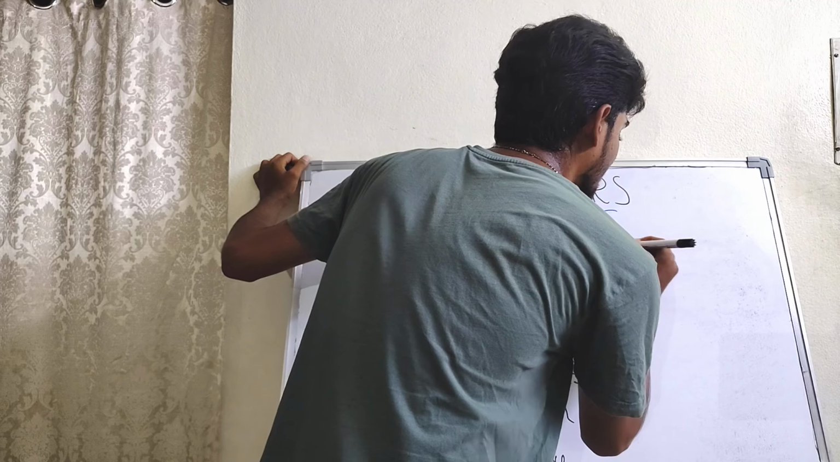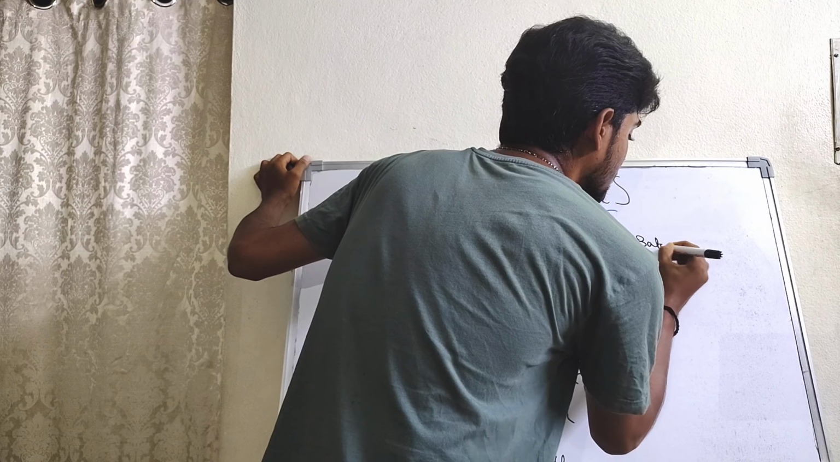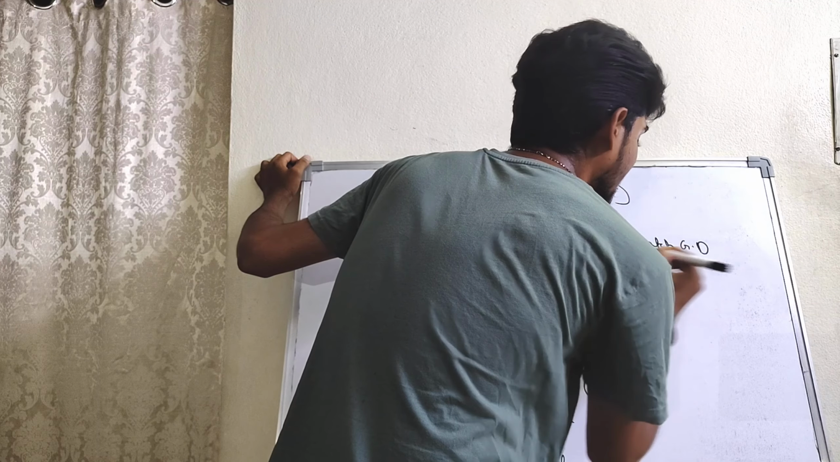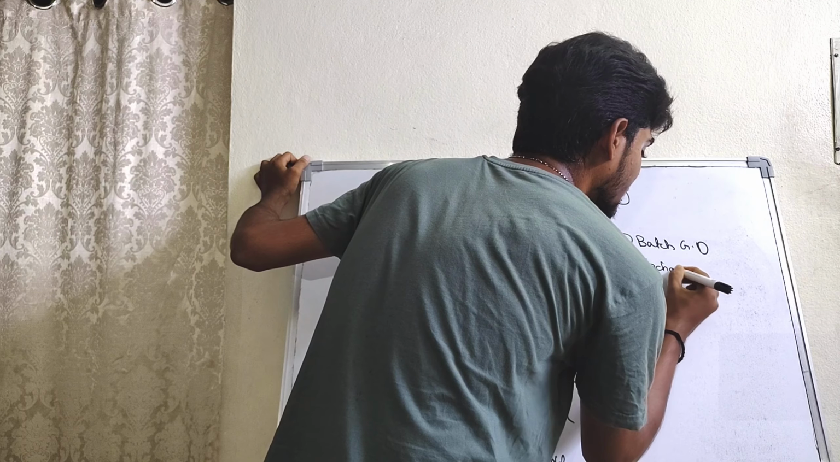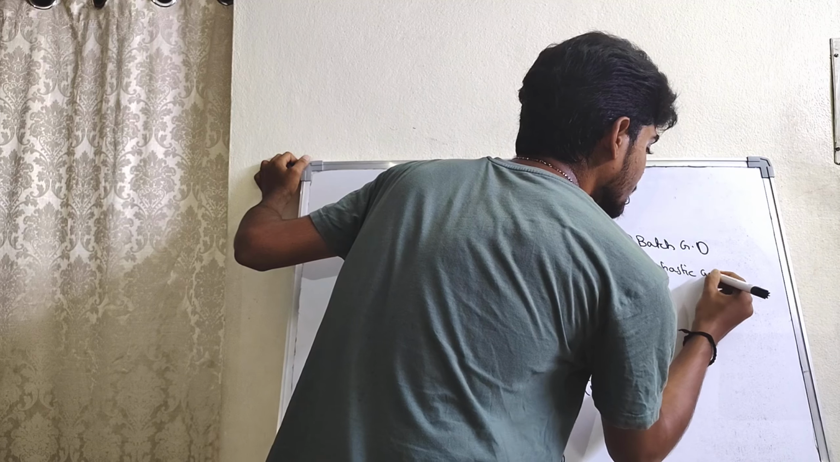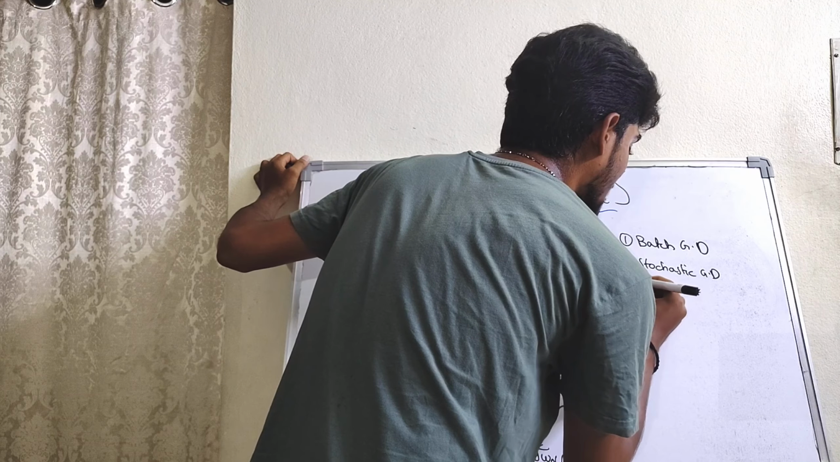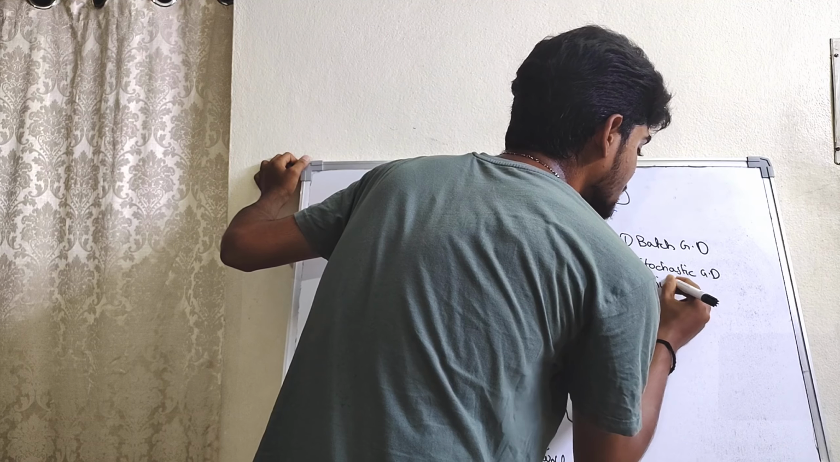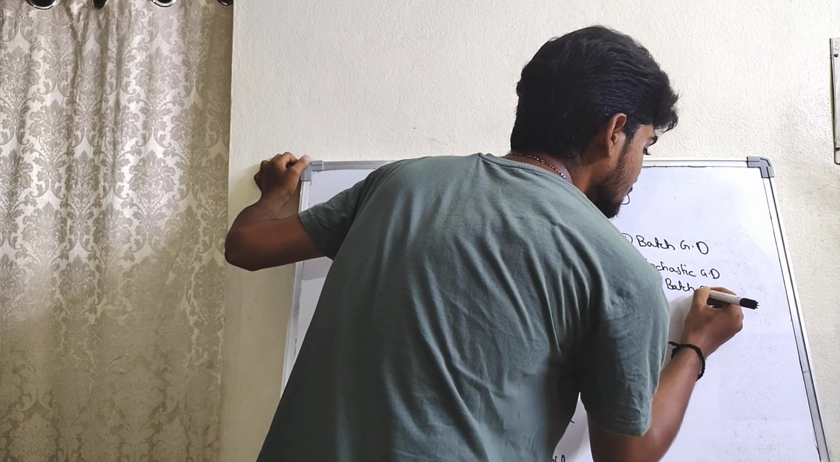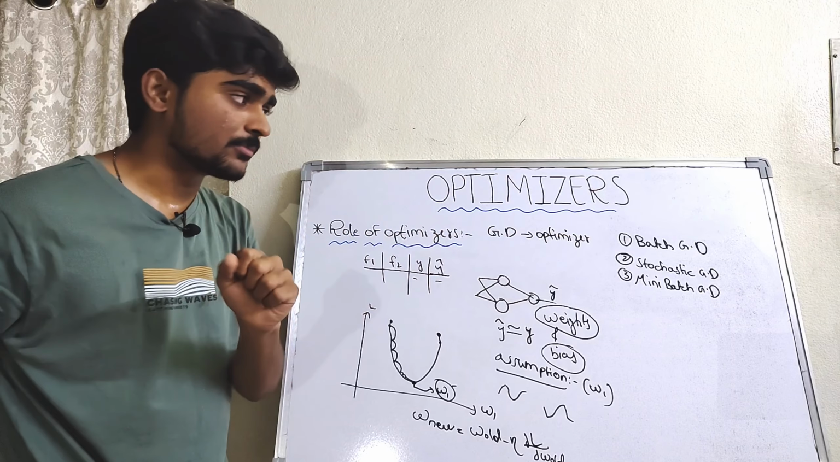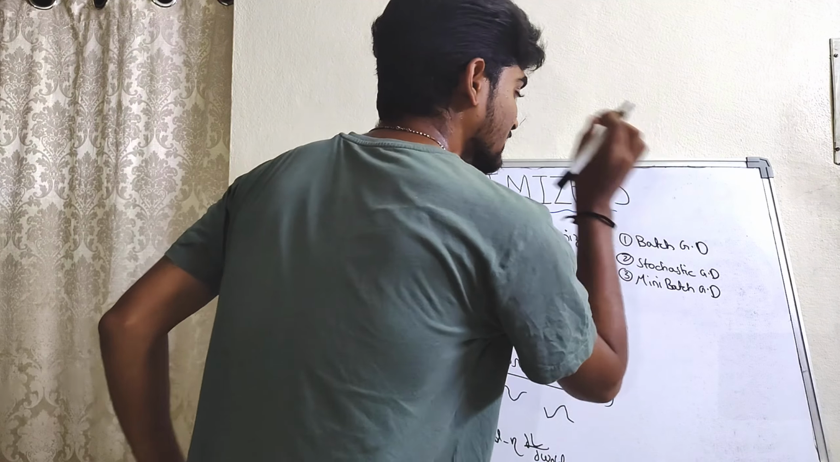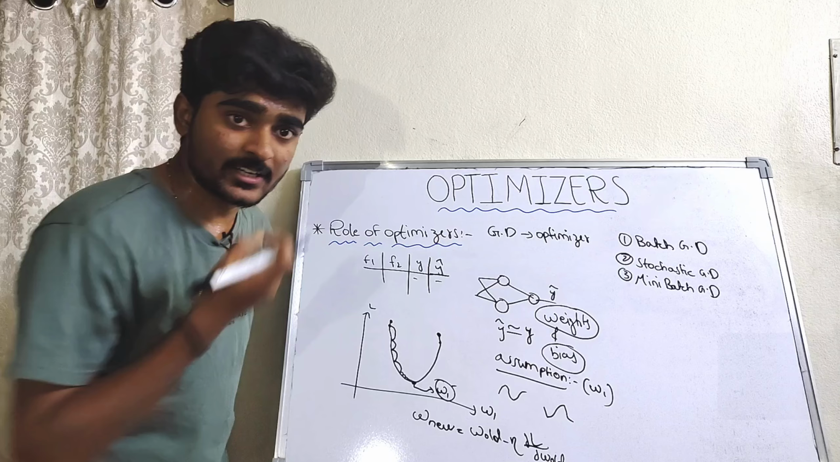First, we'll be having batch gradient descent. Second, we'll be having stochastic gradient descent. And third, we'll be having mini batch gradient descent. Now let's take an overview of these three types of gradient descent. First, let's take batch gradient descent.